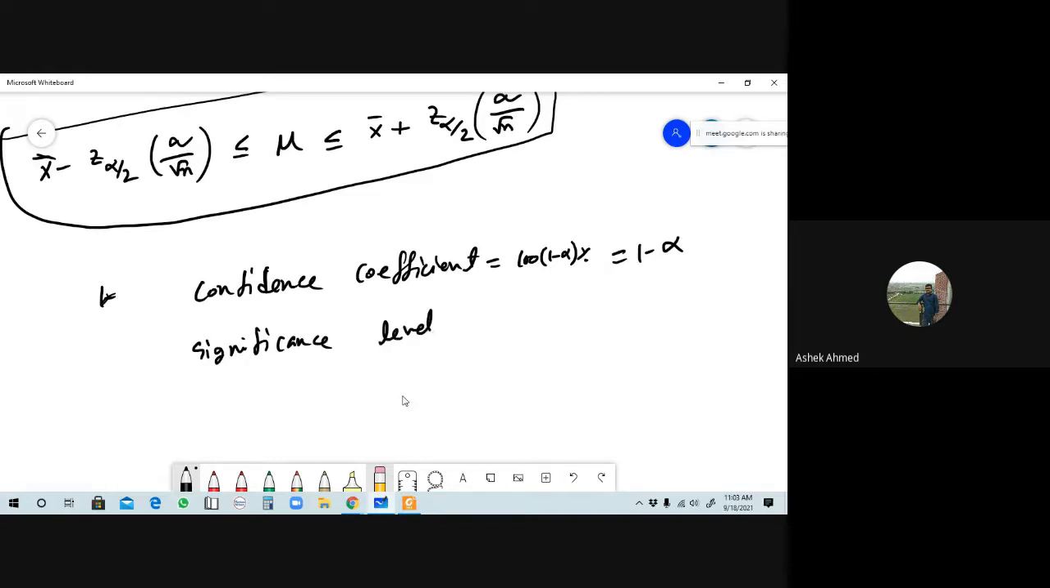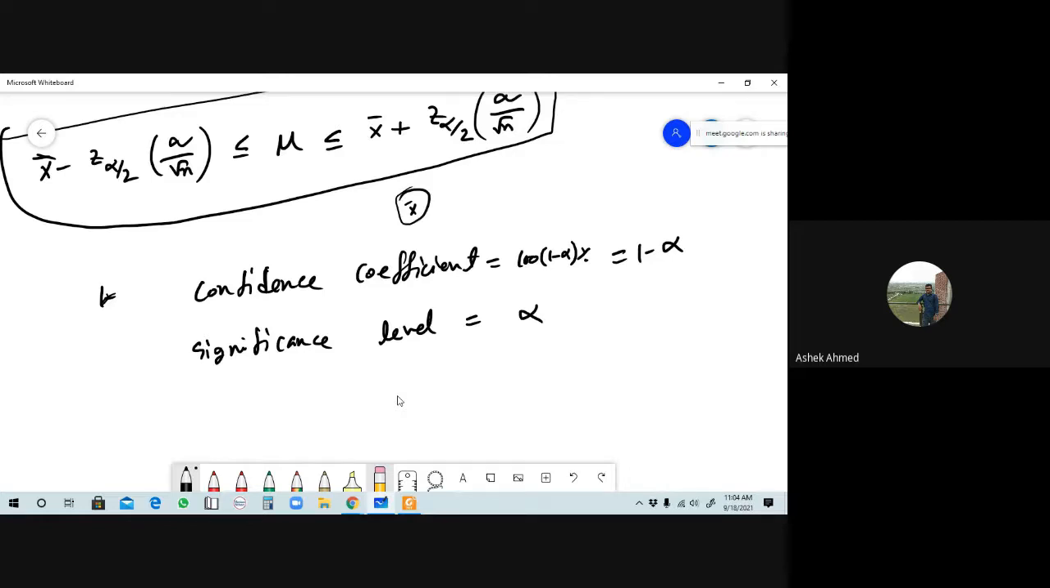Significance level is denoted by alpha, and the confidence coefficient will be called 1 minus alpha. This is what you have to remember here: if you find an interval, the value of x bar will be given in your question.